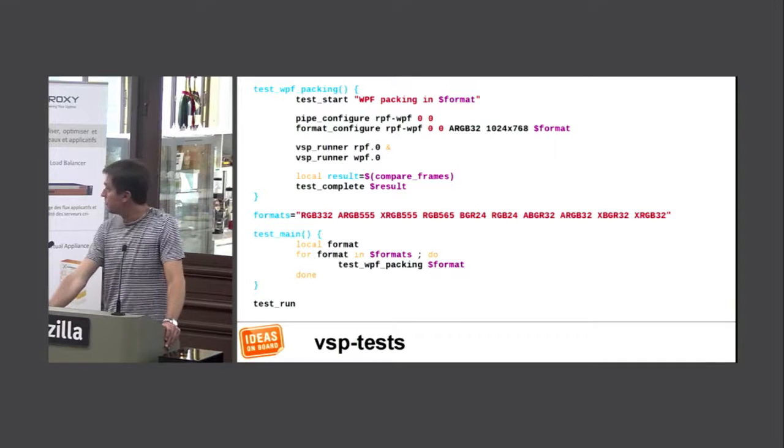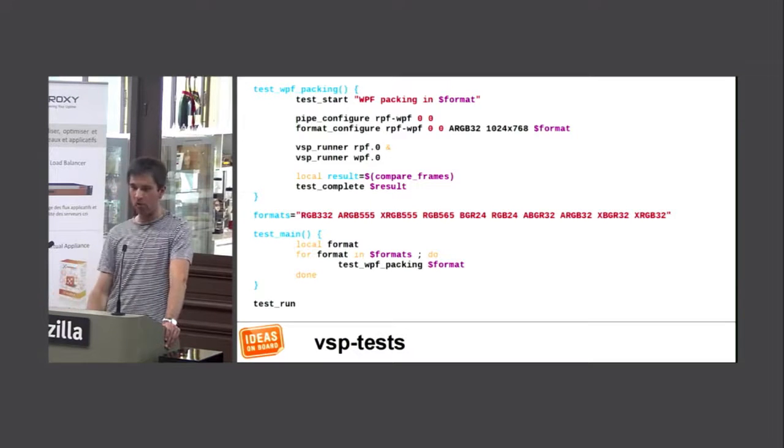There's a set of helper functions provided by the library: configuring the pipeline for the format, configuring and then running output and capture on the video nodes, finally grabbing frames, and a final function called compare frames that will compare the output with the results and tell me whether the tests pass or fail. So that's the basic structure of the test scripts. That's how they look now.